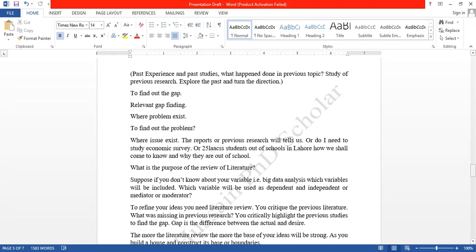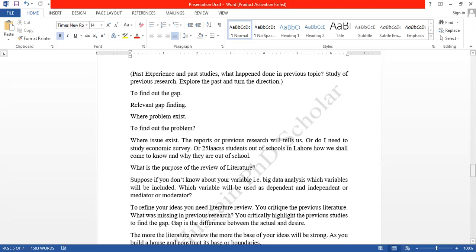Suppose you don't know about your variables. For example, in big data analysis, which variables will be included in your research, which techniques or model you will use, which software you will use, which variable will be dependent and which independent, moderator and mediator. If you don't know about these issues, then to refine your ideas, you need to review the literature.